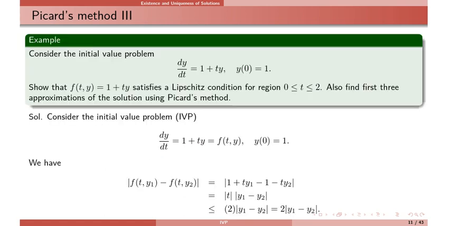Okay, so I am taking an example of Picard's method. It is very easy to apply. So we have this problem, dy by dt equal to 1 plus ty, y at 0 is 1. The question is, firstly show that this f(t,y), which is 1 plus ty, satisfies a Lipschitz condition from 0 to 2. Also find the first 3 approximations of the solution using Picard's method.